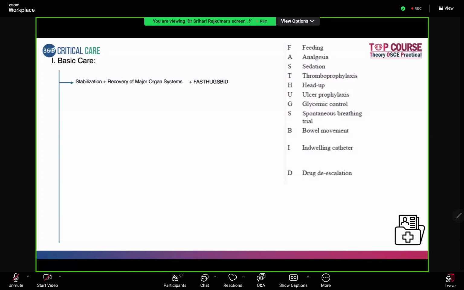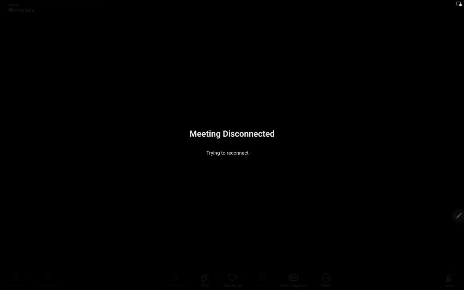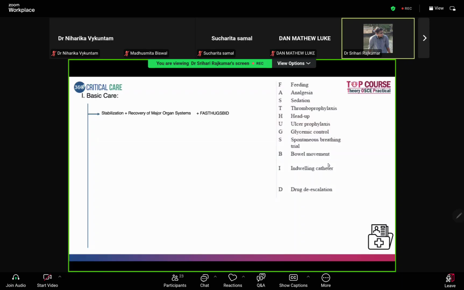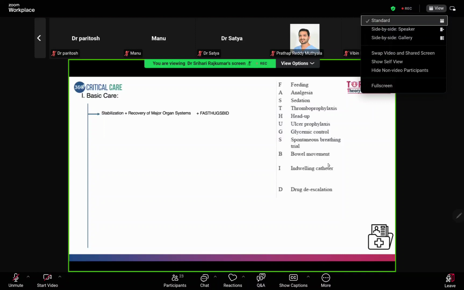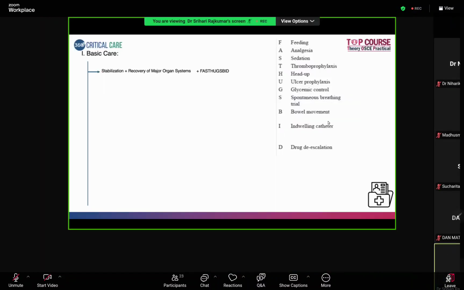With regard to fluid management in transplant patients, there is no hard and fast rule per se, or no fixed guidelines. It is at the discretion of every hospital. They usually have their own protocols and guidelines for fluid management. We need to titrate the MAP, as you know, to above 65 to 70, based on the comorbidities also. And along with this, the FAST HUGS BID has to always be mentioned.